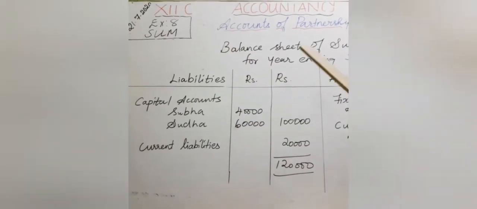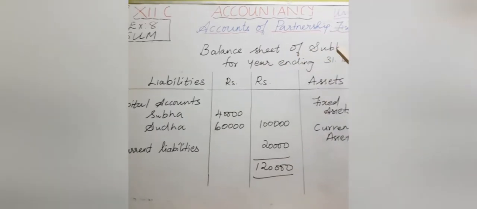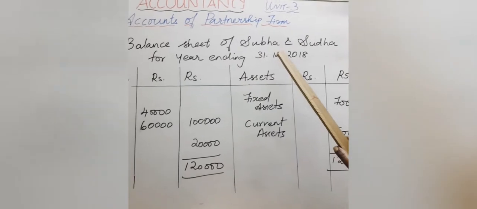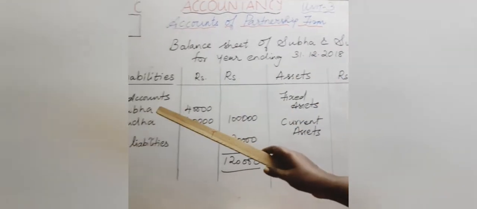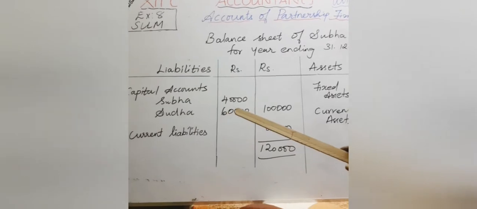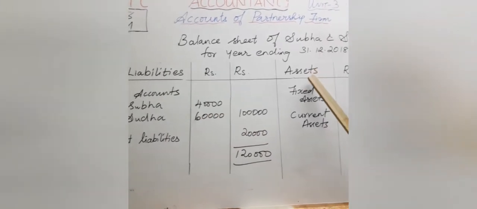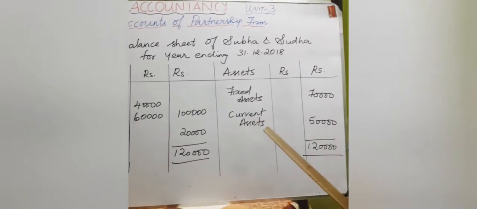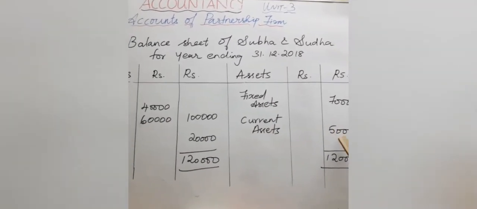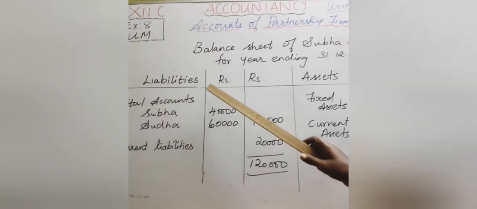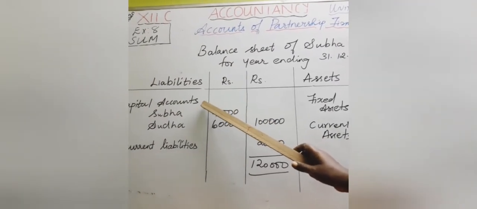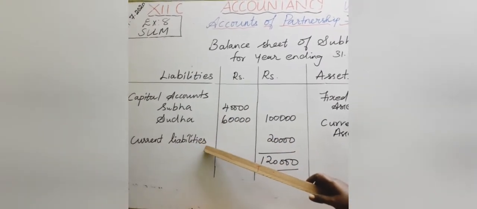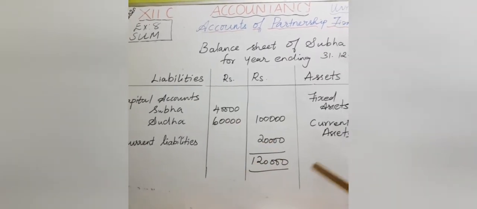Okay students, what is given in the question? Balance sheet of Subha and Sudha is given for the year ending 31/12/2018. Here you have liabilities and here you have assets. On the asset side we have fixed assets 70,000, current assets 50,000. Similarly, on the liability side we have capital accounts of Subha and Sudha, and then current liabilities. So this is what is given in the question.